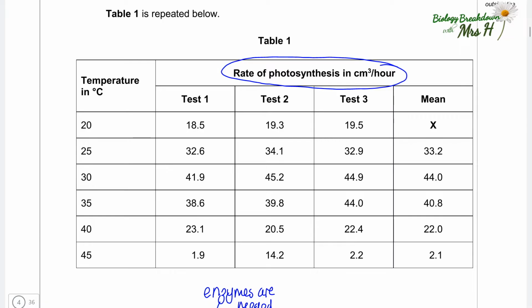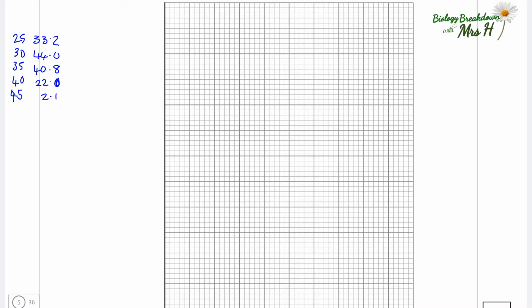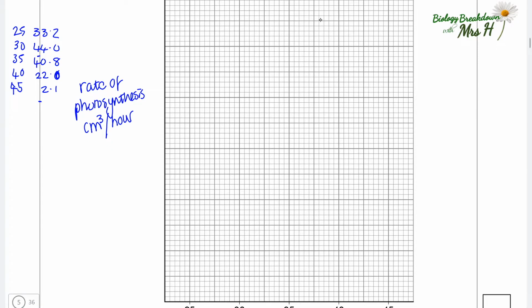We've got to label the y-axis: the volume of oxygen collected, so the rate of photosynthesis in centimetres cubed per hour, varies from 2.1 to 44 being the highest. So I think it's perfectly reasonable that we could keep this y-axis really simple. Every 1 square would be 1 centimetre cubed per hour. 5, 10, 15, 20, 25, 30, 35, 40, 45. Brilliant. And then we can plot our points. And as you can see, our line of best fit looks very much like a curve, so that's what we need to do. And there's our curve of best fit.